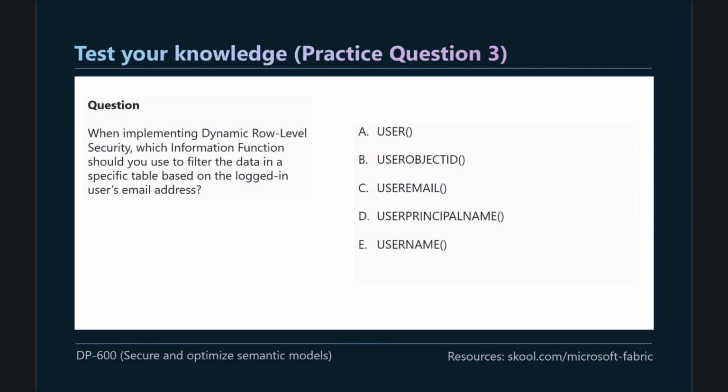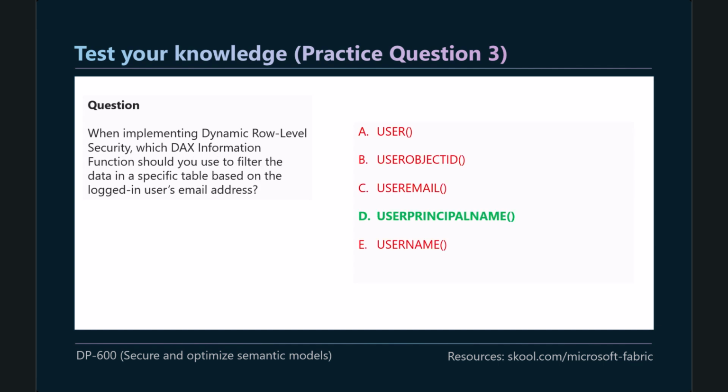Question 3, when implementing dynamic row level security, which information function should you use to filter the data in a specific table based on the logged in user's email address? Is it A, user, B, user object ID, C, user email, D, user principal name, or E, username? So the answer here is D, user principal name.